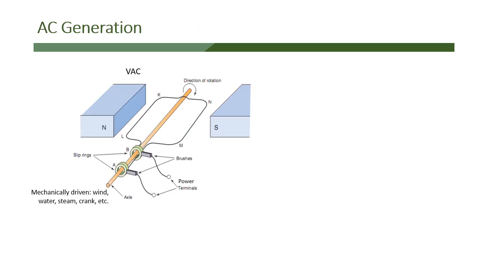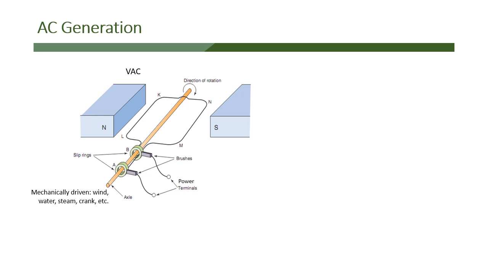So how do you generate AC? Well, we know that moving a coil through a magnetic field will generate an excess of electrons and create a voltage and a current. Here we have a simple coil. We have a north and south side of the magnet. In the first illustration I had, the magnet was moving, and here the coil is going to move.